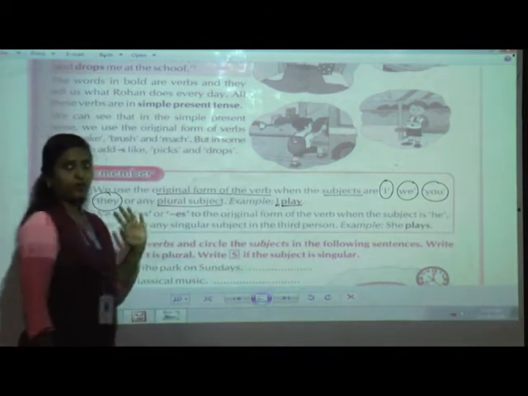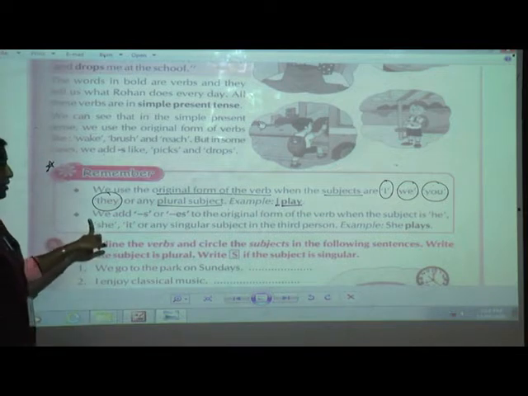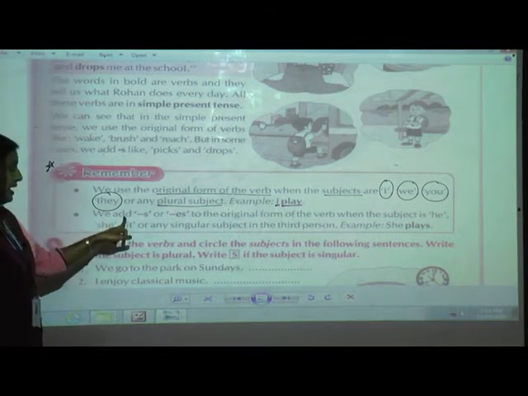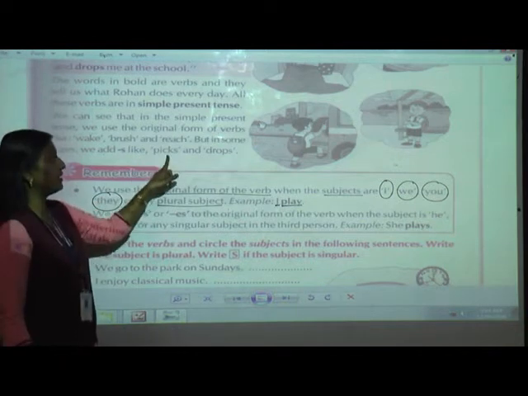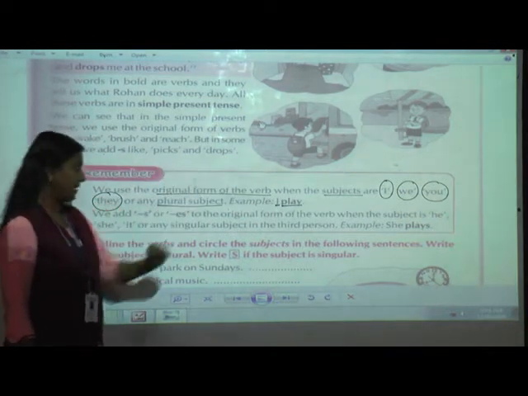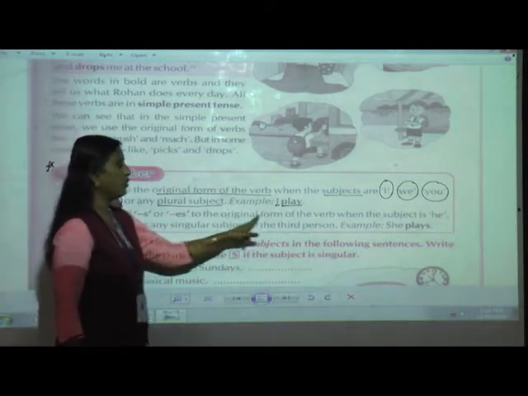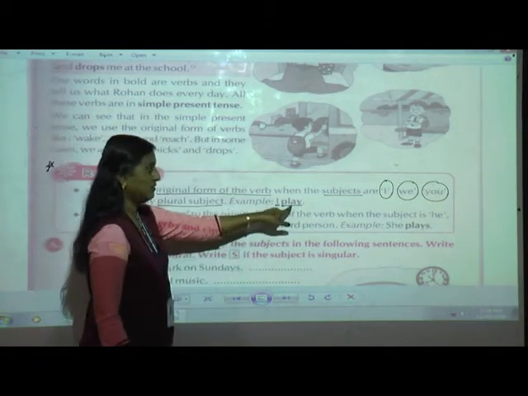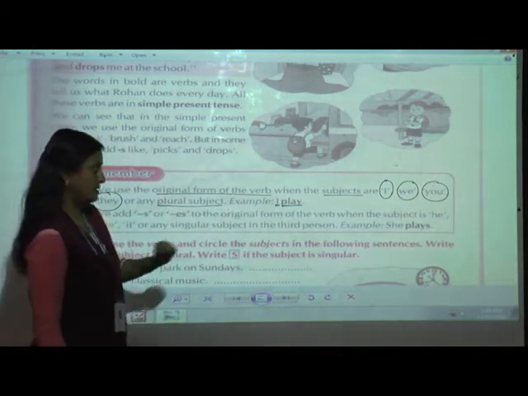This is the first point which you have to keep in your mind. Next, if you want, you can make it star also. Now next, we add s or es, as we have seen here. Here they have added s or es. Why have they done this? We add s or es to the original form of the verb. Means whatever verb is given over here, for that we are going to add s or es.